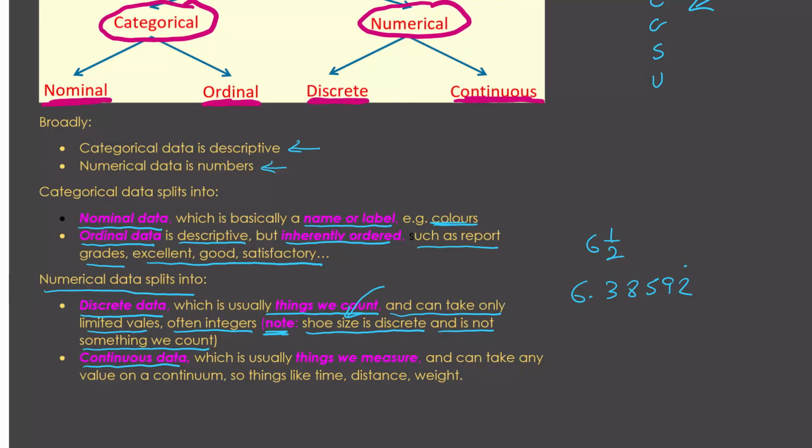Continuous data, which is usually things we measure, can take any value on a continuum. So we're talking about things like time, distance, weight, which you could have to any number of decimal places if you had a sensitive enough measuring instrument.